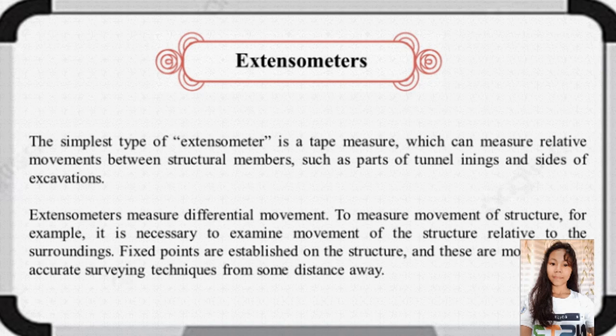Extensometers. The simplest type of extensometer is a tape measure which can measure relative movements between structural members such as parts of tunnel linings and sides of excavations. Extensometers measure differential movement. To measure movement of a structure, for example, it is necessary to examine movement of the structure relative to the surroundings. Fixed points are established in the structure, and these are monitored by accurate surveying techniques from some distance away.